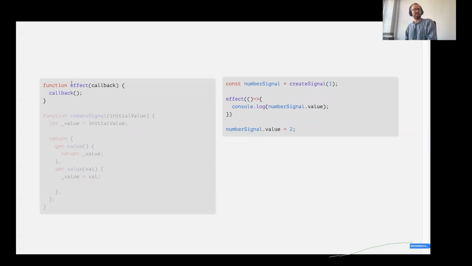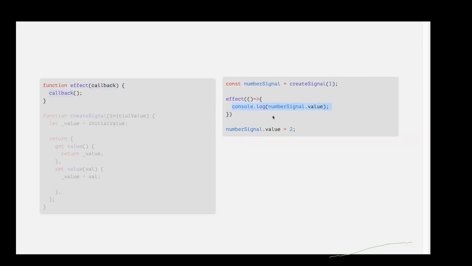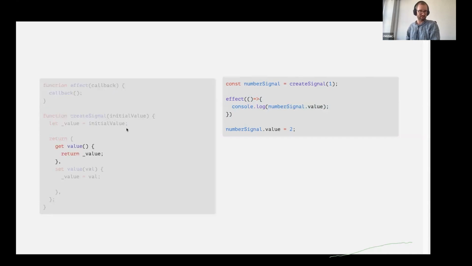So what we need to do to create the effect is add something on the left side. Let's create this function. It gets some callback when it's created. Let's say we call the callback, so we straight away console log the signal value, and it will work, but it's just not enough yet. When we read the signal and its value, we are triggering this get value getter, and we are able to hook into the side effects.